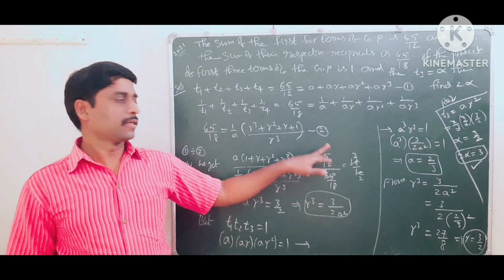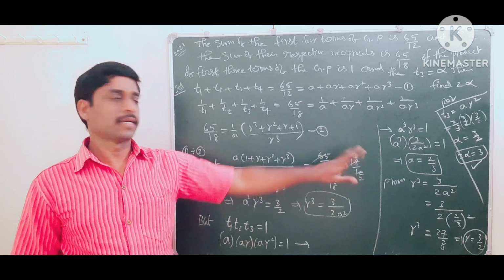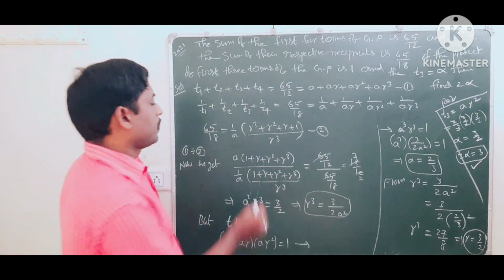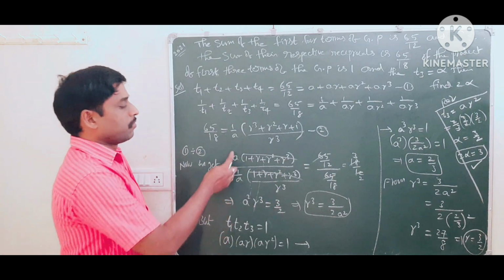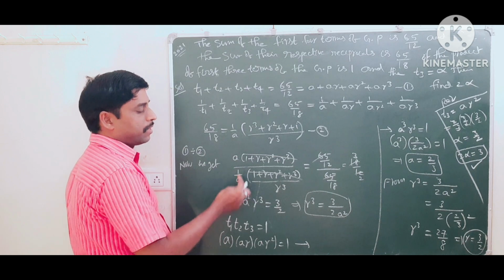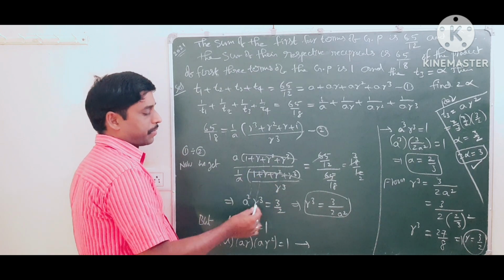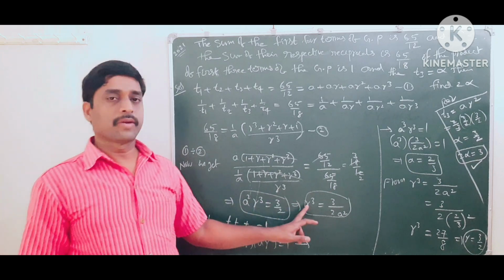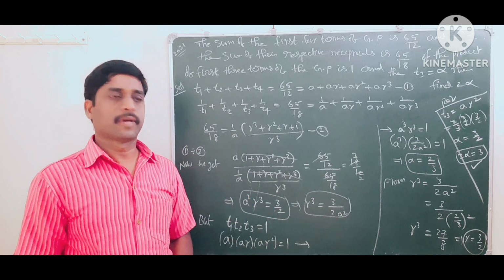Here 65 gets cancelled. So this is nothing but 18 by 12. So 6 twos are 12, 6 threes are 18, get cancelled. As well as here 1 plus R plus R square plus R cube gets cancelled. So 1 by A times of R cube, this is nothing but A square into R cube is equal to 3 by 2. So from this equation, the R cube value is how much? 3 by 2A square.